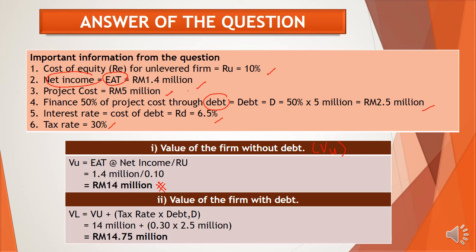Okay, and then for the second question, calculate the value of the firm with debt. Value of the firm with debt means that we will calculate VL, because L represents the leveraged firm. Leveraged firm means the firm with the involvement of debt. To calculate VL, the formula equals VU plus tax rate times debt. So VU from the first question is 14 million plus tax rate 30% times the amount of debt 2.5 million. You will get the answer for VL, which is RM 14.75 million.